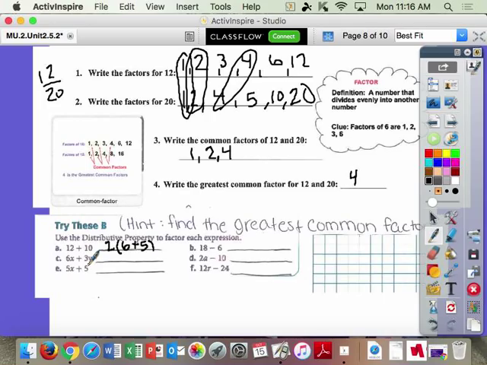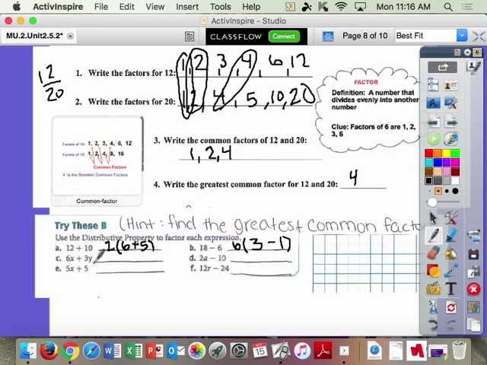Now this time, let's go over here actually. What about 18 and 6? Well, 1 would work, 2 would work, 3 would work, no 4, no 5, 6 would work, and there's a 6 right here, so we're going to take 6 out, all right? What is 18 divided by 6? That's 3. What is 6 divided by 6? That's 1, okay? So that's what they're looking for.